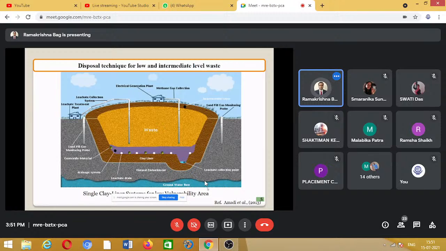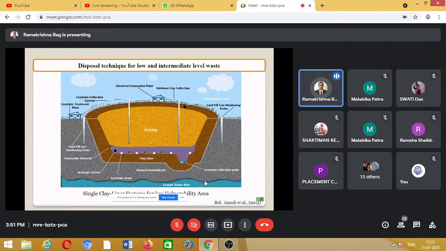Now, this is a typical waste containment liner system, where the low level waste is kept inside, and there is a clay barrier all over it. There may be some gas generation, which you can collect and use for some other purposes. So small scale, low level or medium level waste, or medical waste, even municipal waste in the Western or developed countries, they follow this kind of technique for containment of the low and intermediate level radioactive waste. So the title I have written is disposal technique for low and intermediate level waste.